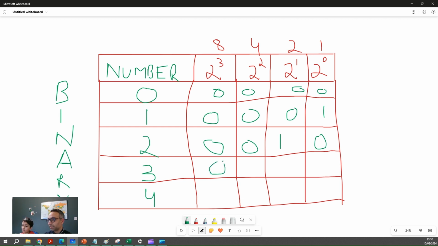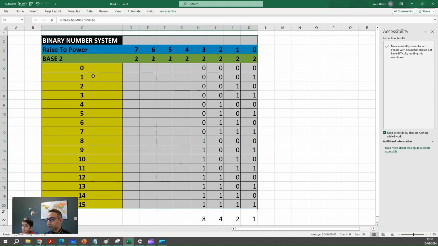Now how will you write 3? 0011. How will you write the number 4? 0100. This is how you write the equivalent. This is your decimal number, and this is its equivalent binary number. This is how the sheet goes.